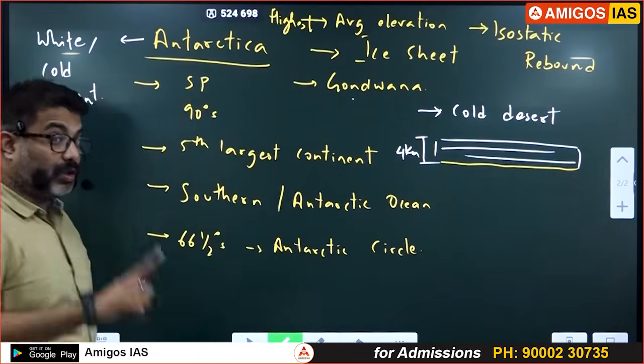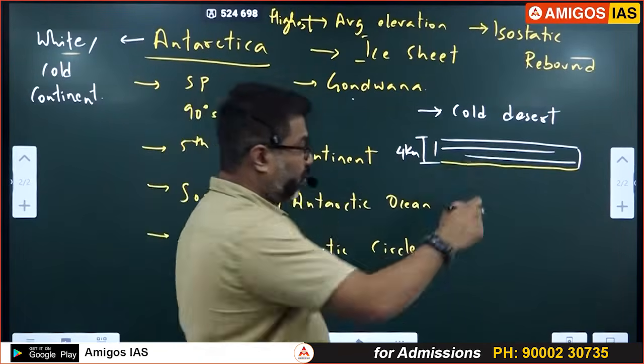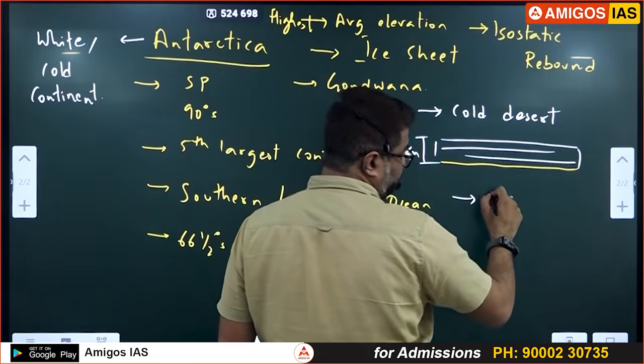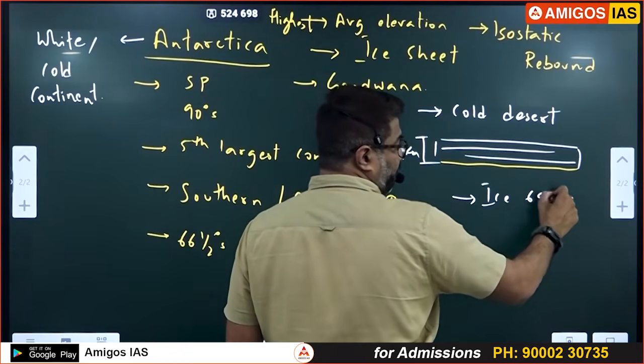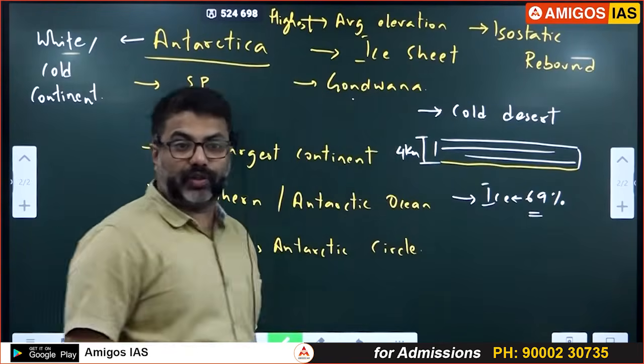White continent. But also notice, it is ice, means what? Fresh water. Largest reservoir of fresh water. Please write. Largest fresh water source is Antarctica. Okay. Remember, ice, 69% of the fresh water is in the form of ice. And Antarctica accounts for the majority.